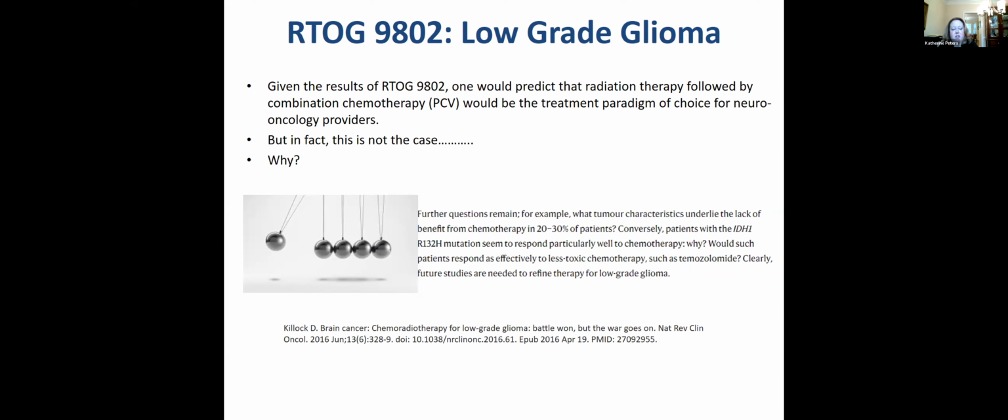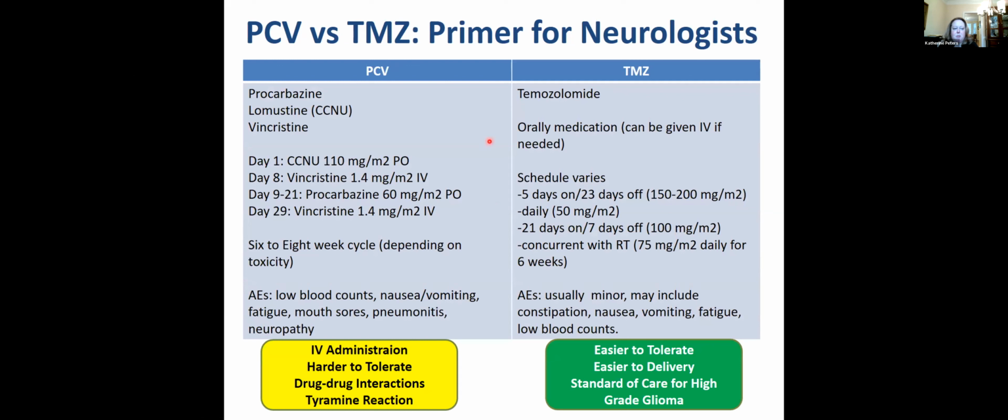So clearly there's a lot of debate on what we should do for these patients, because we don't want to give these young patients a chemotherapy, and maybe we don't want to give toxic radiation early on. So it's almost as if the evolution of treatment started to happen before we really got the results of the final studies. And this is just my primer on chemotherapy for neurologists.